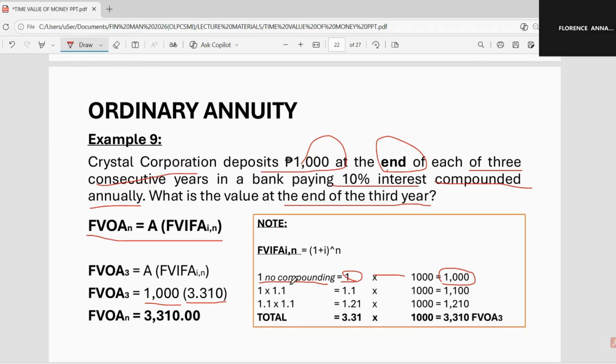At period 2, meron na siyang isang compounding. So, that is 1 plus your interest rate na 10%. So, 1 times 1.1, you get 1.1 times 1,000, you get 1,100. And 1.1 times 1.1, you'll get 1.21 your FVFA for your third period. Multiply that with your annuity payment na 1,000, you'll get 1,210.